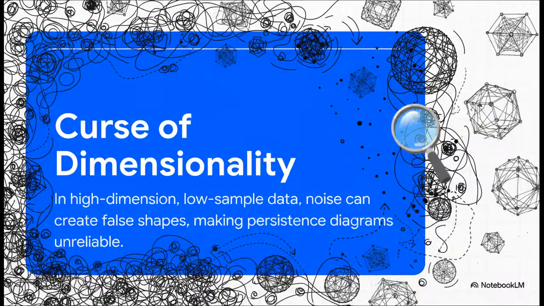They've actually given it a name: the curse of dimensionality on persistence diagrams. So here's the problem. In some really specific situations, think extremely high dimensions but only a tiny number of data points, the high-dimensional noise itself can actually start to form fake phantom shapes. And these false shapes can totally trick the TDA algorithms and make them less reliable. It's this weird case where the noise is so intense it actually starts to look like a real signal.